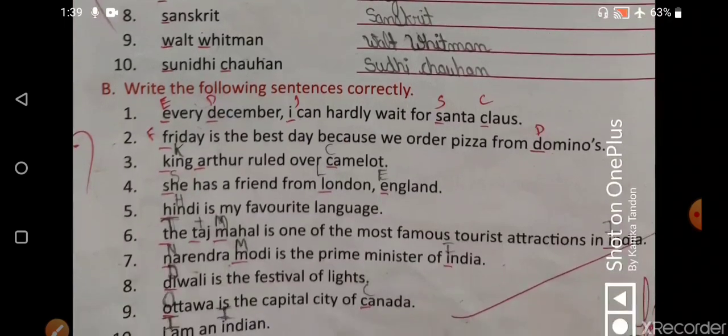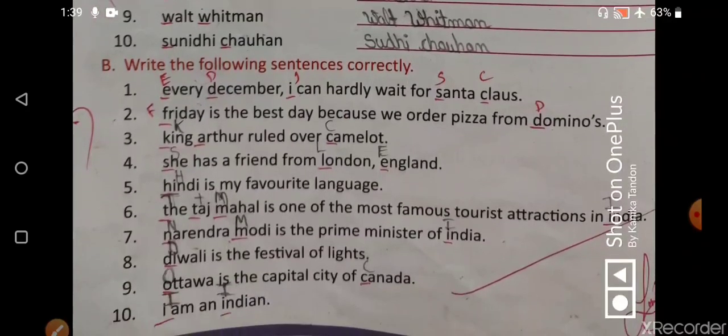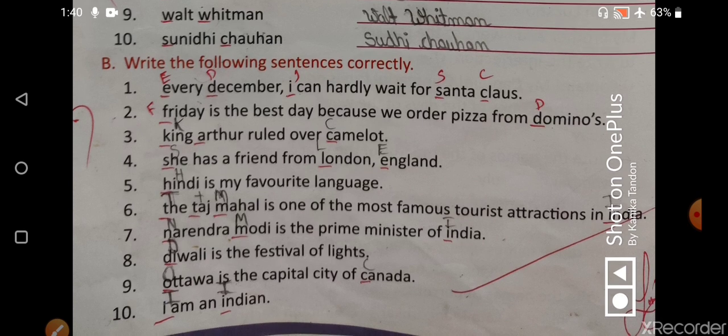Next is write the following sentences correctly. So every December, D, I can hardly wait for Santa Claus. Friday is the best day because we order pizza from Domino's. King Arthur, K capital, A capital, ruled over Camelot, C capital. She has a friend from London, England. So L capital, E capital, and here S capital. Hindi is my favorite language. H of Hindi will be capital. The Taj Mahal, so T of the Taj Mahal's T and M, and here India, I will be capital.